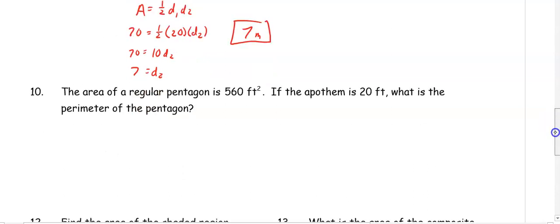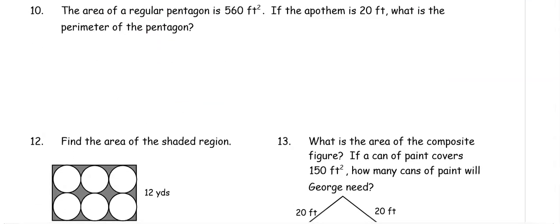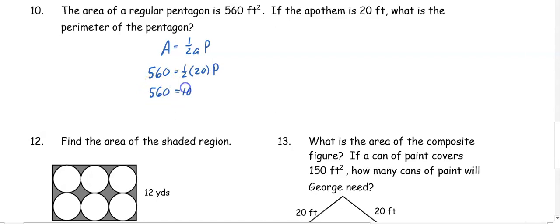In number 10, the area of a pentagon is 560 feet squared. If the apothem is 20 feet, what is the perimeter of the pentagon? So the area of a pentagon is equal to 1/2 apothem times perimeter. So we have 560 is equal to 1/2 times 20 times the perimeter. Half of 20 is 10. When we divide by 10, we get our perimeter is equal to 56 feet.